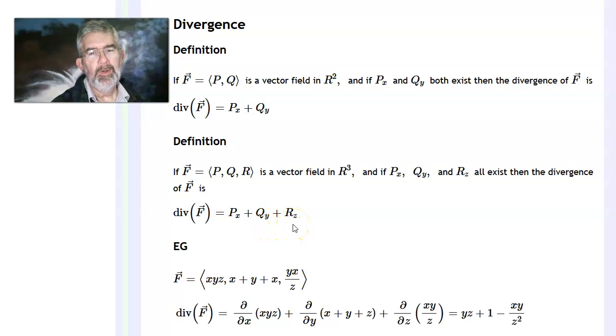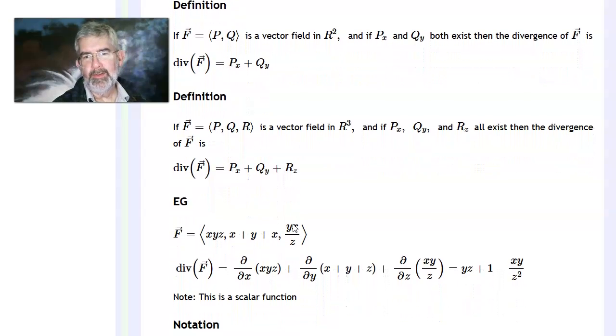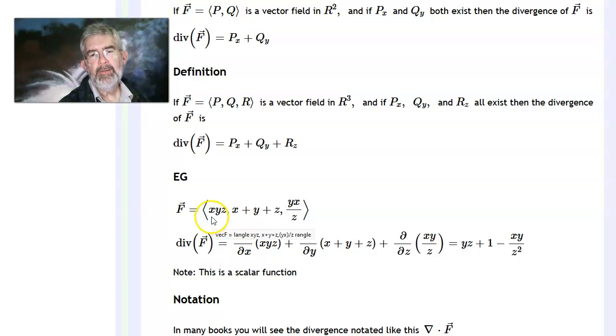Okay, so let's just do a quick example here just to see the calculation. So here's a random vector field. The vector field is here in 3D. The first component, x times y times z. The second component is x plus y plus z. And the third component is x times y divided by z.